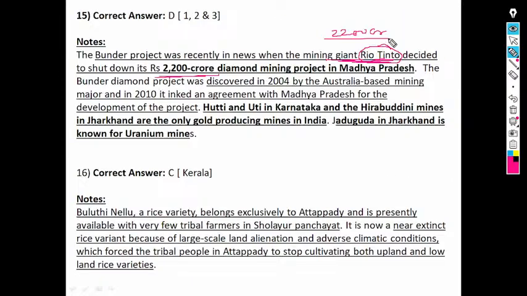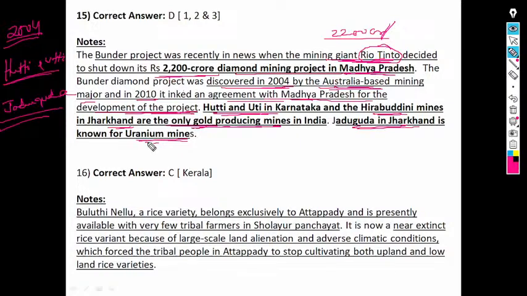In the diamond mining project in Madhya Pradesh, Rio Tinto is going to decide to shut down the 2200 crore diamond mining project in Madhya Pradesh. The Bunder diamond project was discovered in 2004 by the Australian company known for its uranium mines particularly.